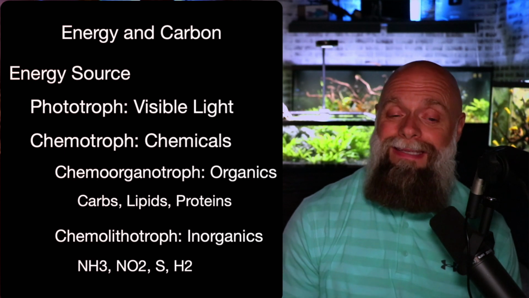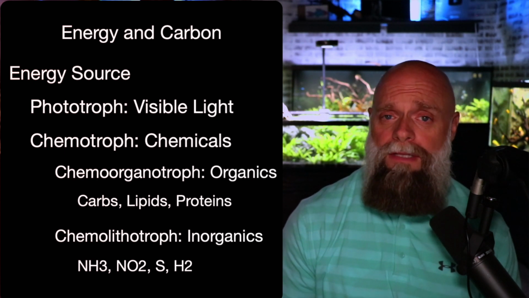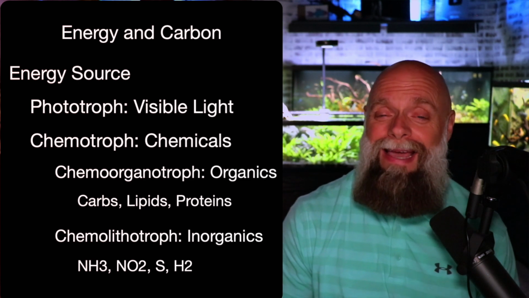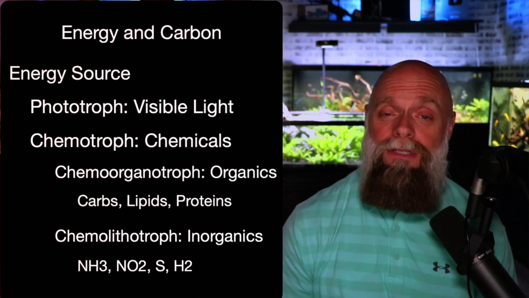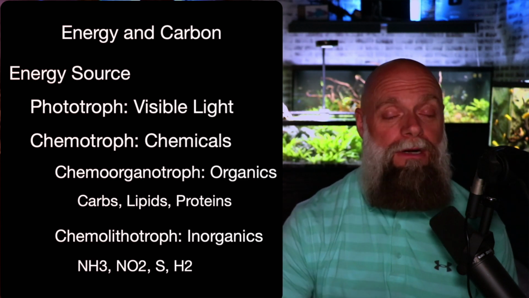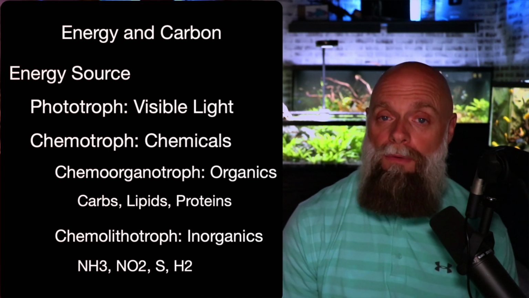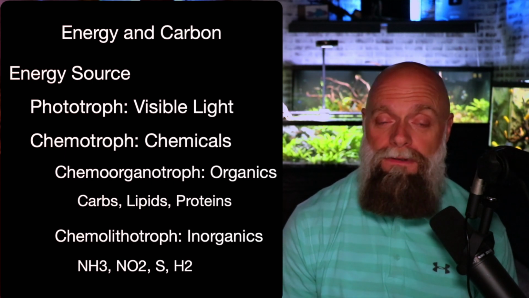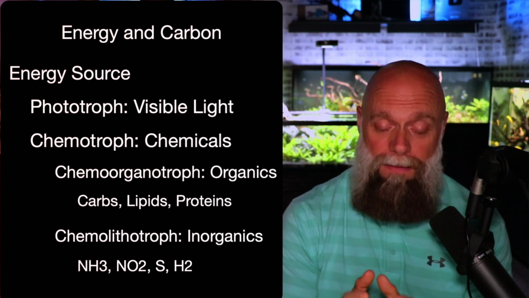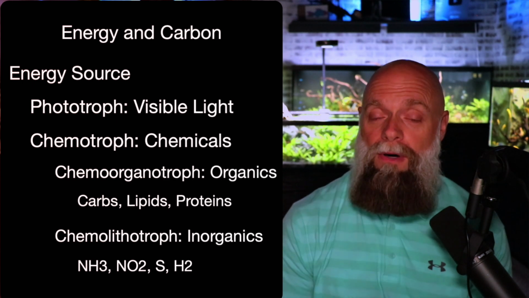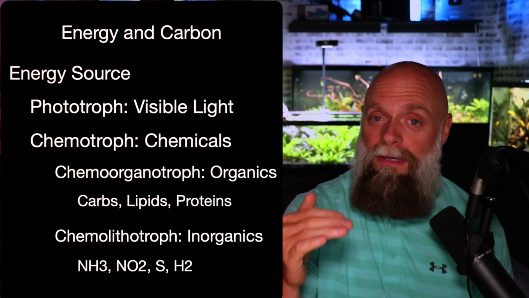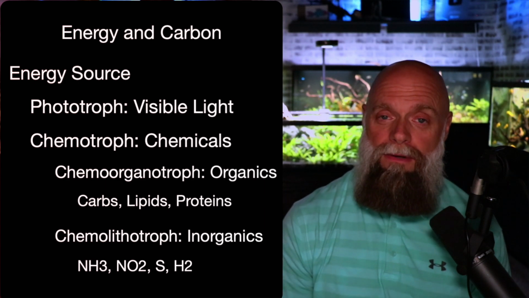The other option is chemolitho. Litho means rock, and so these organisms are not necessarily using rocks, but they're using inorganic substances as an energy source. So not carbs, lipids, and proteins. There are lots of examples, but some would be things like ammonia, nitrite, sulfur, hydrogen. That's what they're eating. That's their energy source. And so again, we either have photo or chemo. And if it's a chemotroph, we have to define what that chemical is. Is it organic or inorganic, litho?